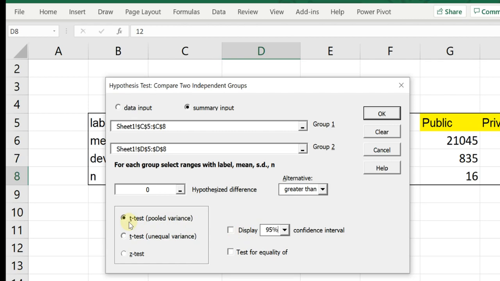Now this is important. We're doing a pooled variance. That's based on our assumption because sigma 1 equals sigma 2. So we're going to pool them. And because they're unknown, we need to use the samples. And then we average them according to their sample sizes. So make sure this radio button is selected, and pretty much that's it. We're ready to go. Hit OK.